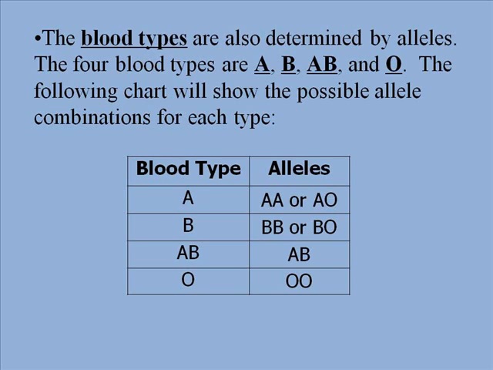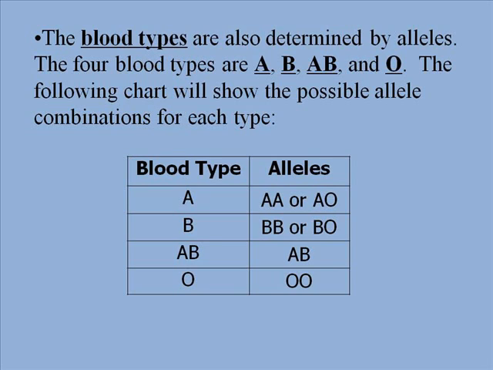Blood types are also determined by multiple alleles. We actually have 3 possible alleles that will make up 4 different types of blood. So your 4 blood types that you could be, you're going to be one of these 4. You could be type A blood, type B blood, type AB blood, or type O.